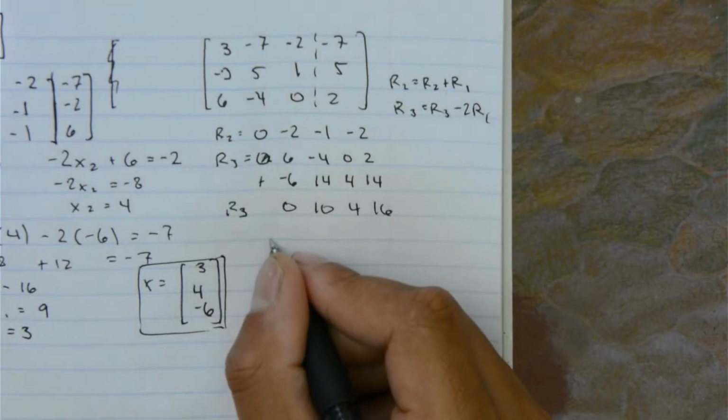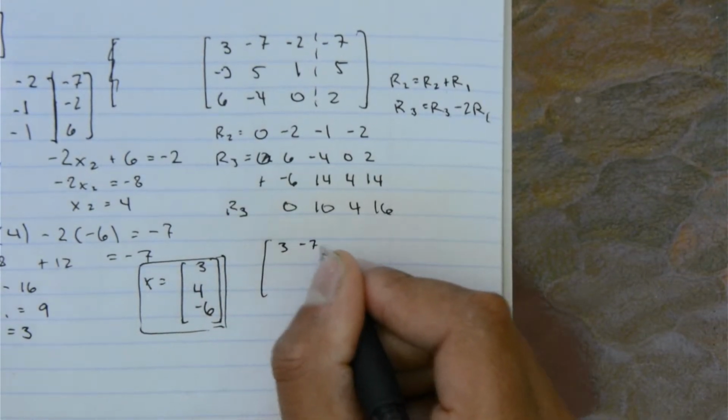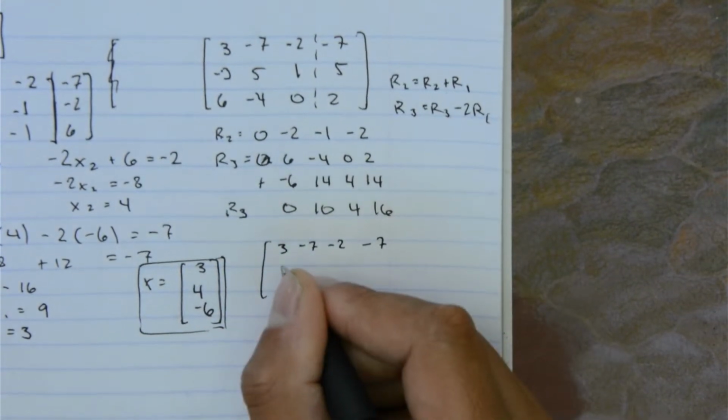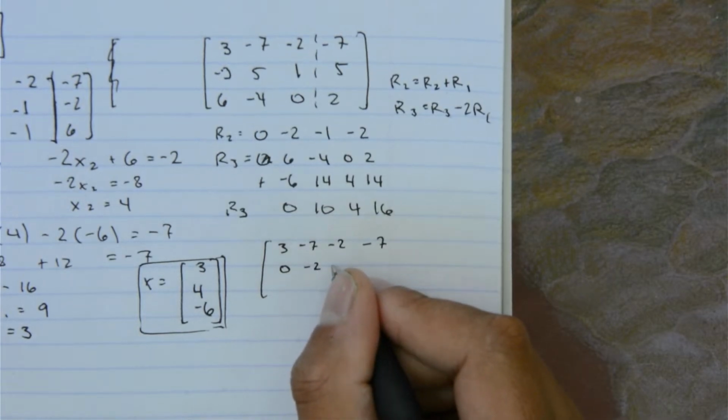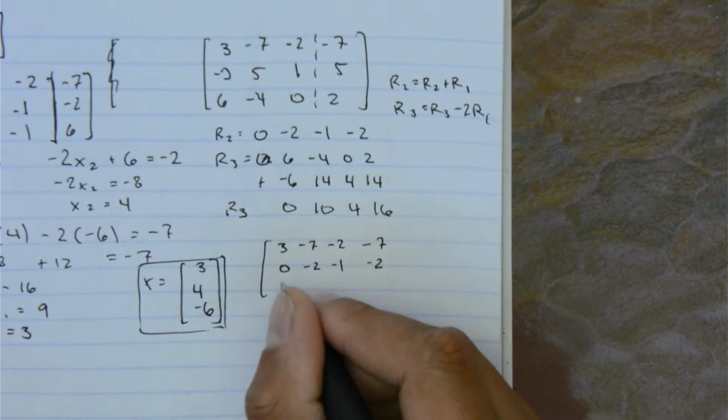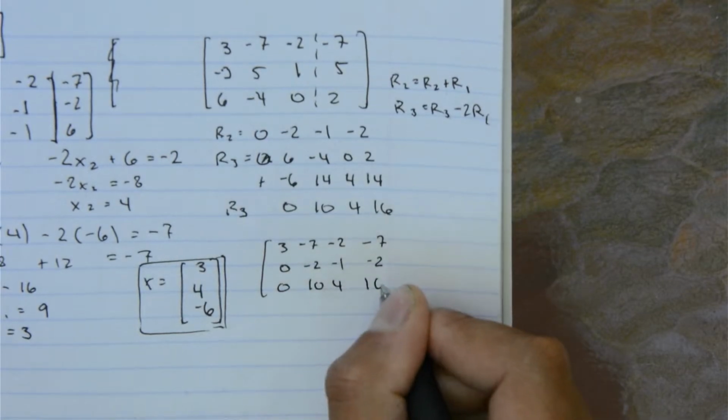Okay, then what is our matrix now? It's 3, -7, -2, -7, 0, -2, -1, -2, 0, 10, 4, 16.